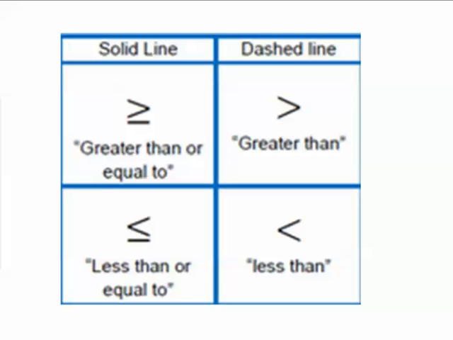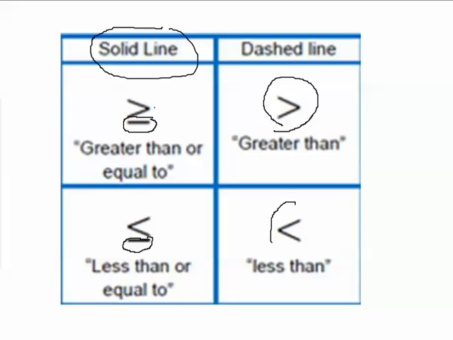Now, how do we determine whether it's a solid line? You're looking for the little thing right there, which means or equal to. That little thing right there, or equal to. If it says or equal to, you make it a solid line. If it doesn't, if it's strictly a greater than or a less than, it's a dashed line. And we do count off points for that. So if I don't see that dash line, you're not going to get the full credit for the line that you're trying to graph.